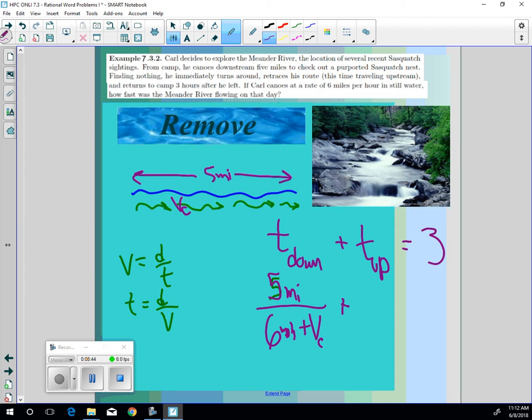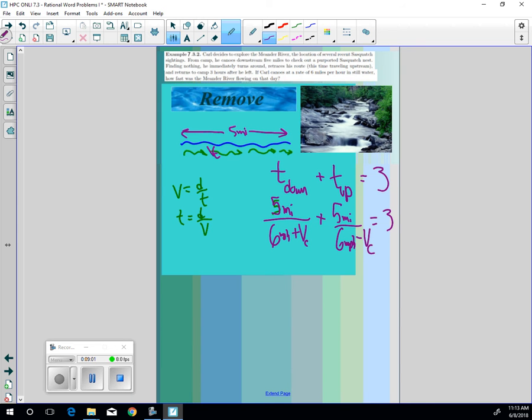Well, he's going to be going faster, so we can add the speed of the current. The time upstream will be 5 miles over 6 miles per hour, but this time he's going to be fighting the current. So what do you do with that? You subtract it, equal to 3. So the final formula is just going to be 5 over 6 plus v plus 5 over 6 minus v is equal to 3.